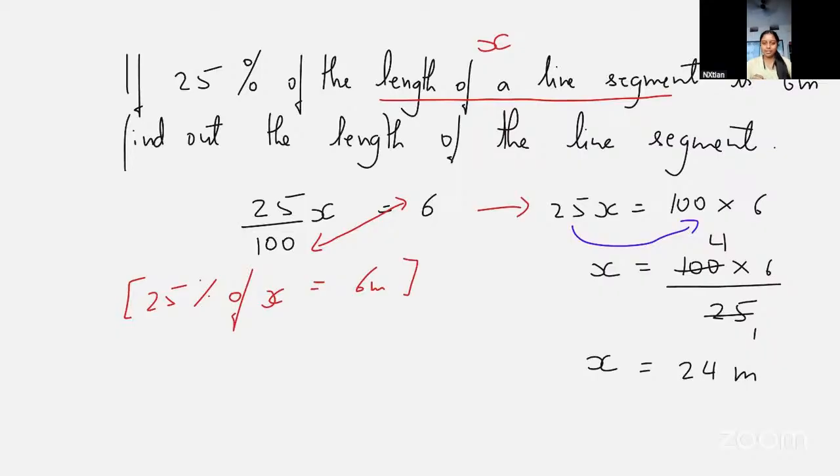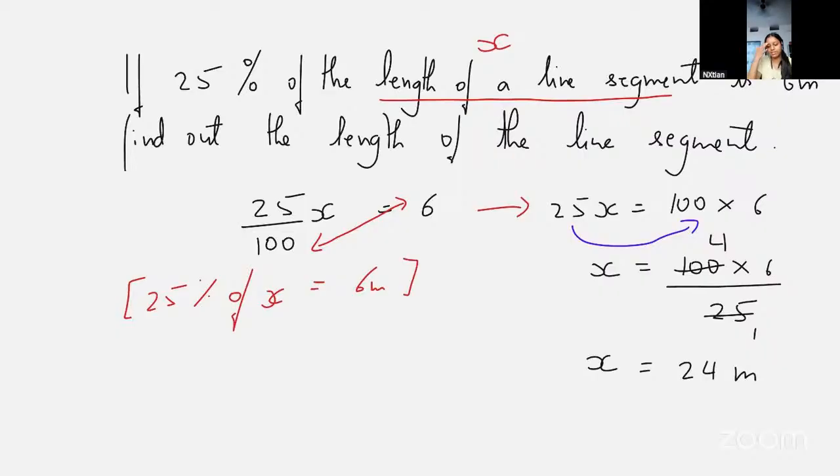Whatever is not given, you assume it to be x. Then you do 25% of x is equals to 6 meter. According to the question, 25% of x is 6 meter. So you solve accordingly. 25% of x refers to 25 upon 100 times x is equals to 6. And then you just solve it to get 24 meter.